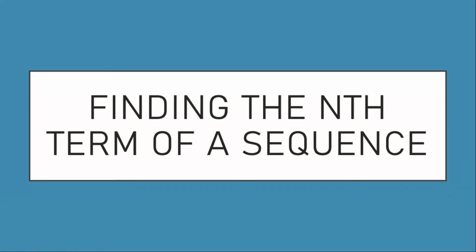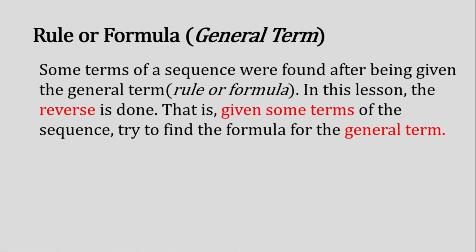Finding the end term of a sequence. Rule or formula, also known as general term. Some terms of a sequence were found after being given the general term, the rule or formula. In this lesson, the reverse is done. That is, given some terms of the sequence, try to find the formula for the general term.